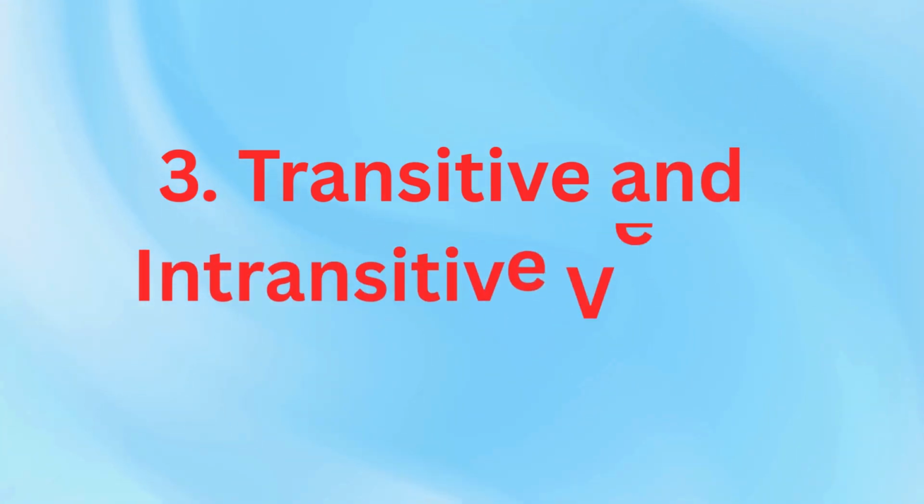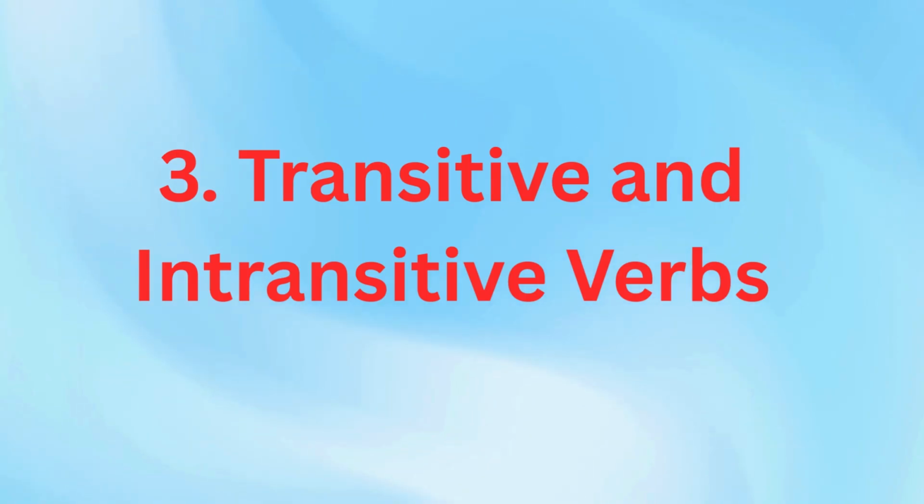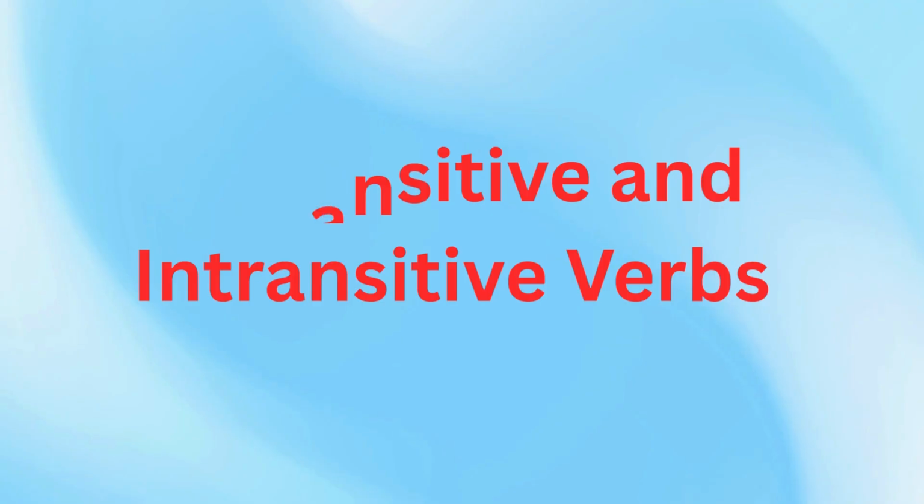3. Transitive and intransitive verbs. Verbs can also be divided into transitive and intransitive verbs. A transitive verb requires an object to complete its meaning. For example, in the sentence, she reads a book, the verb reads needs the object a book to make sense. Without the object, the sentence feels incomplete. In contrast, an intransitive verb does not need an object. Sentences such as, the baby cried, he slept well, and the sun rose early, are complete, even without an object.